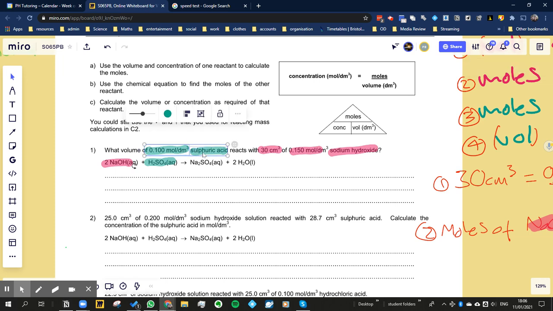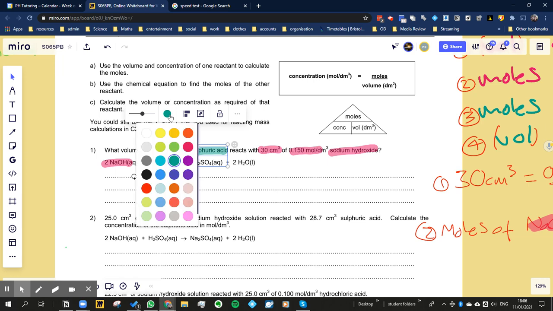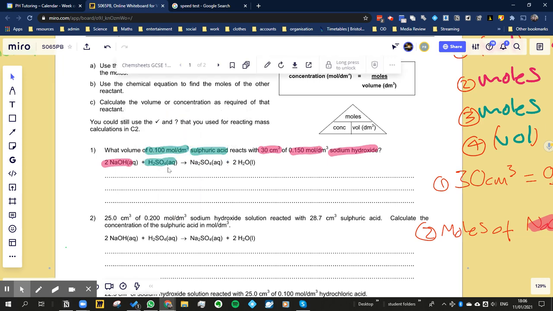I'm just going to make this green, not this weird sort of aqua color that I've got here. Well, that is the best green I'm going to get. Okay, fine. So that's the target substance.